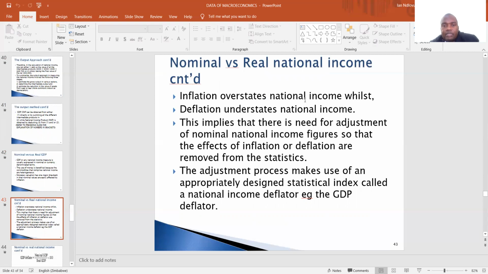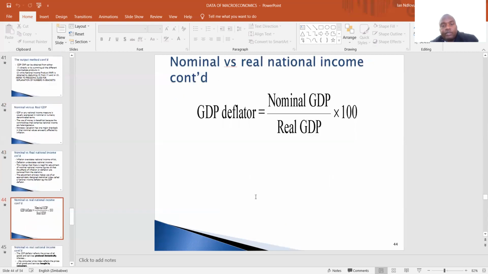Inflation overstates national income whilst deflation understates national income. This implies that there is a need to adjust nominal national income figures or statistics so that effects of inflation or deflation are removed from the statistics. The adjustment process makes use of an appropriately designed statistical index called the National Income Deflator or the GDP Deflator.